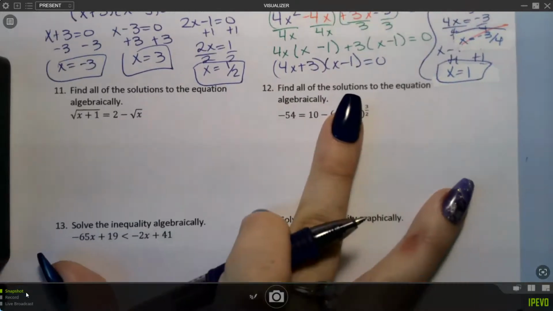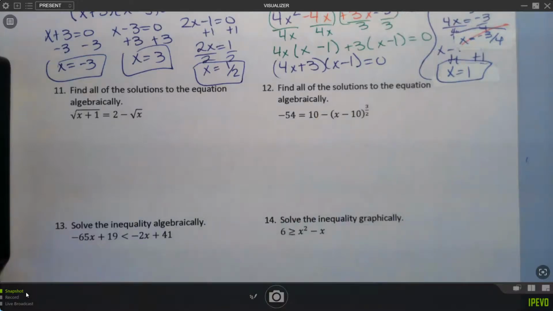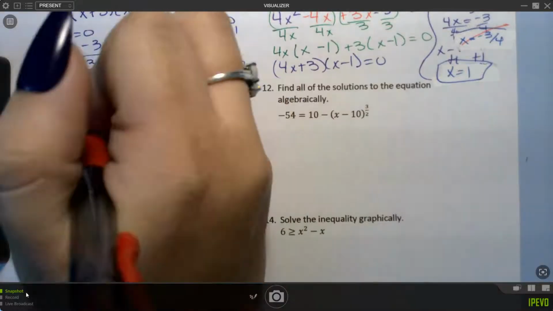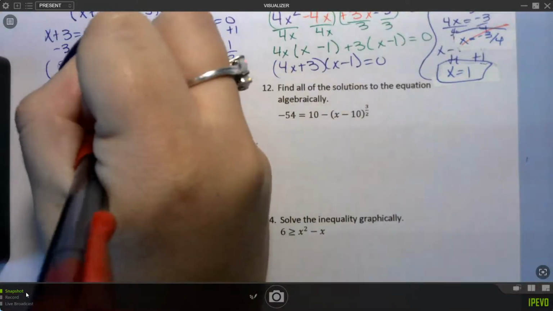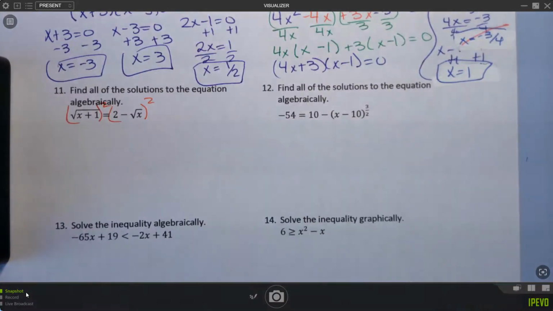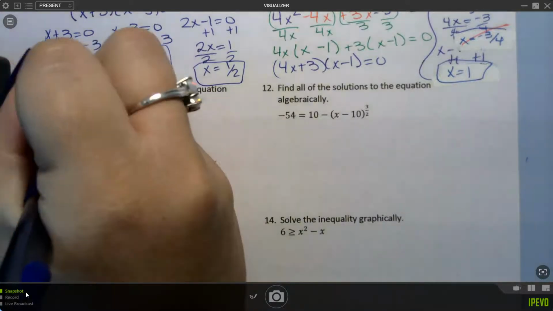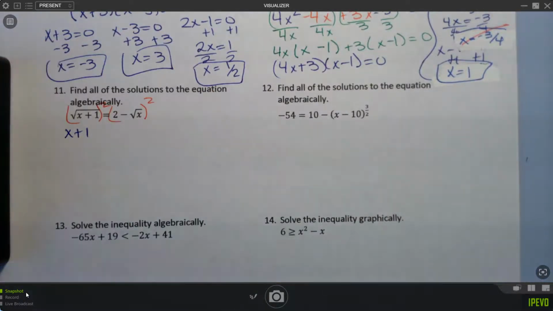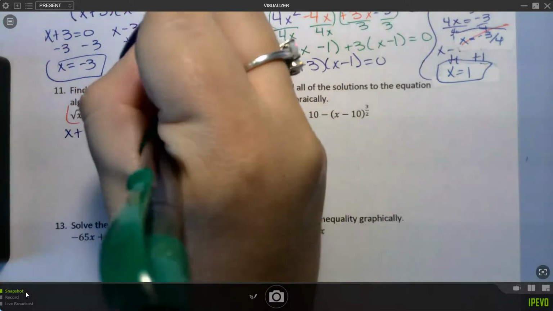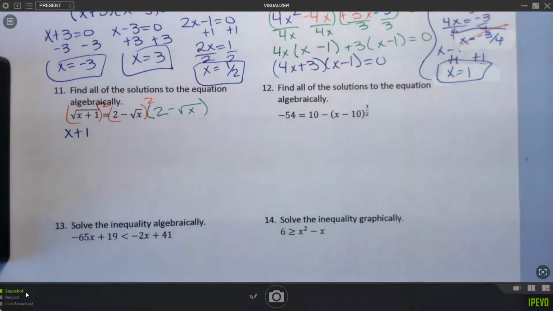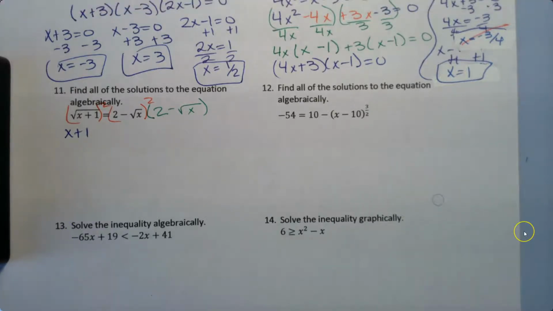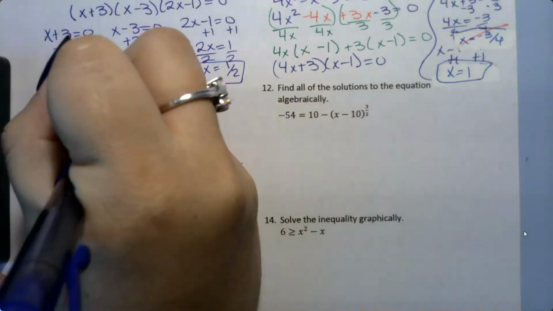Okay, number 11 wants me to find all of the solutions to the equation algebraically. So same thing as number 10, except this time I have 2 radicals. So I'm going to start off by making sure one of my radicals is isolated and then squaring both sides. When I square my left side, I just get x plus 1. When I square my right side, I want to write this out twice so I don't forget that I have middle terms, because I've seen a lot of you make the mistake of squaring the outsides and forgetting that there's middle terms in there. So what I want to do is I want to distribute.